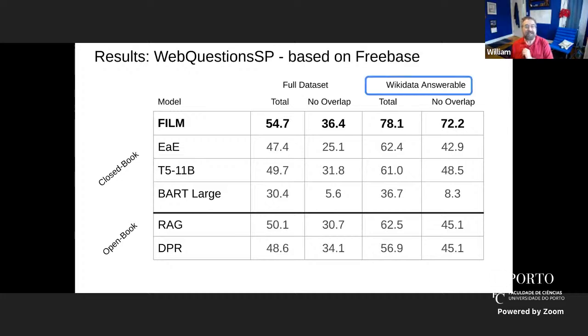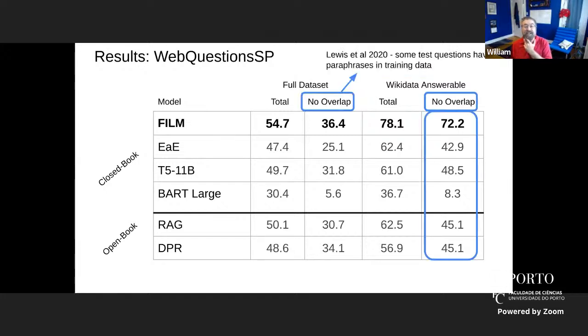And there are a few different settings here. So this is an old data set. It's based on Freebase. For various reasons, we based our work on the Wikidata knowledge base, not Freebase, which is derived from it, but not exactly the same. So sometimes it's better to look at the things which are actually answerable in principle using Wikidata. So that's the right-hand side of this picture.